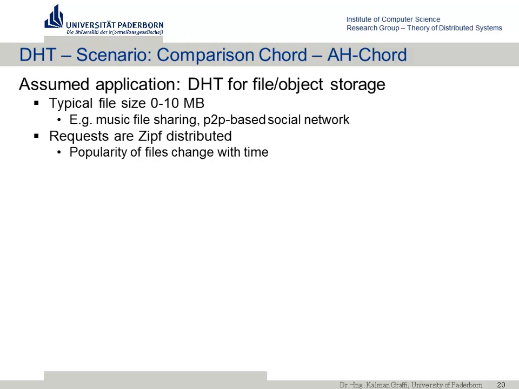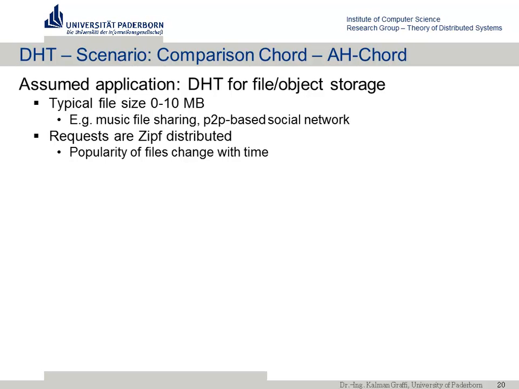Okay, let's see the scenario for which it was designed, and there will also be some simulation results showing that it's working. So the scenario is, just assume this application: you have a DHT, or file sharing, for file and object storage. Typical file size is 0 to 10 megabytes, so there's a random function just creating files in that size. That could be music files, or P2P-based social networks with very big images probably.